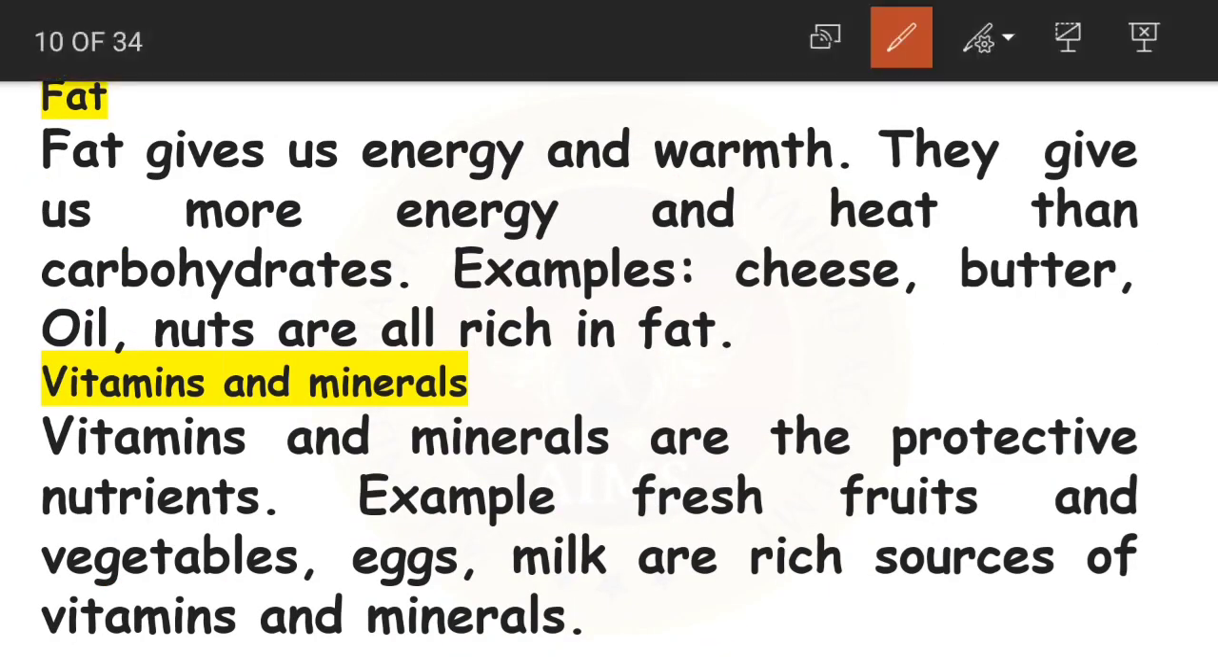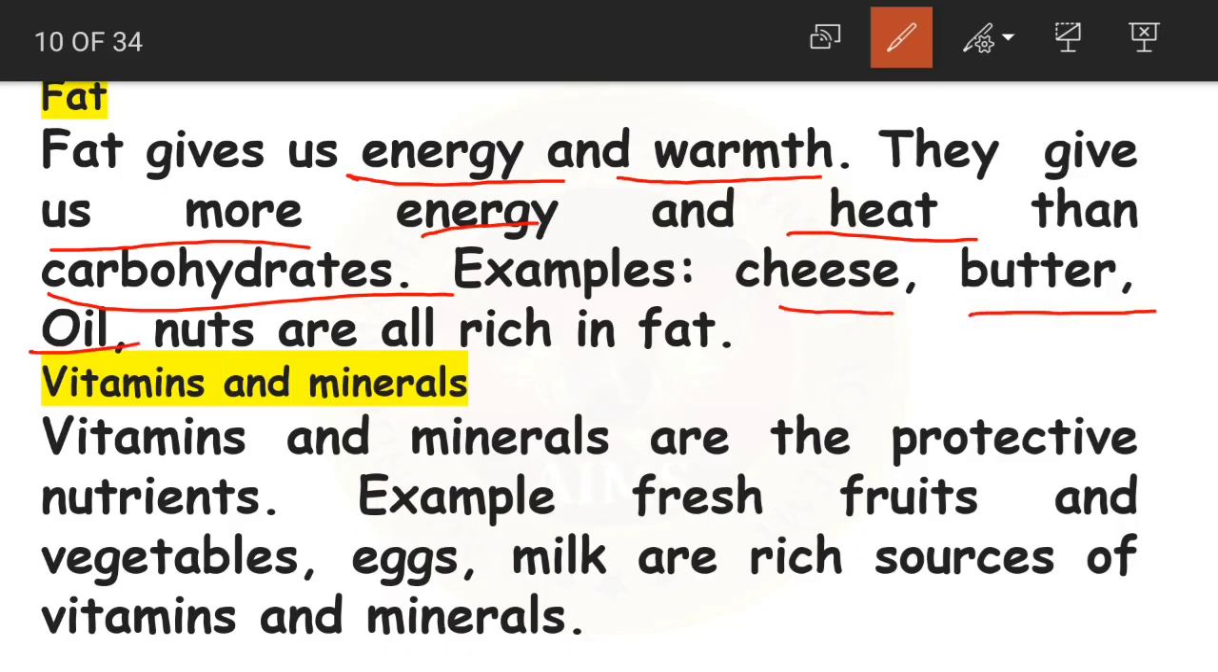And the other one is fat. So what is fat? Fat gives us energy and warmth. They give us more energy and heat than carbohydrates. So because of this, our body will be able to produce heat if you take fat content. For example, cheese, butter, oil, nuts, they are all rich in fat.